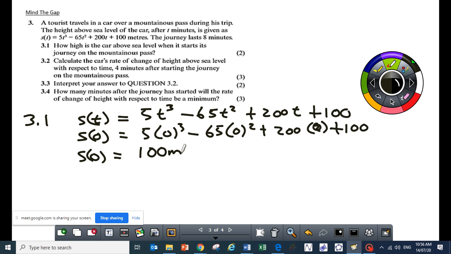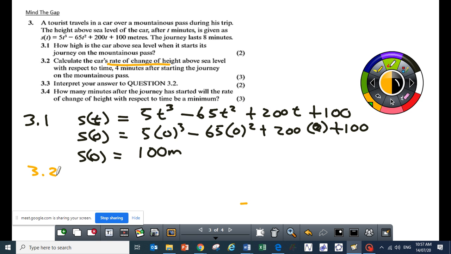Then 3.2 says calculate the car's rate of change of height above sea level with respect to time, 4 minutes after starting the journey on the mountainous pass. Now it is very important for you to be aware of this. We want the rate with respect to time, 4 minutes after starting the journey. For this question, we just need to find the first derivative, and then where there is t, we'll put 4.